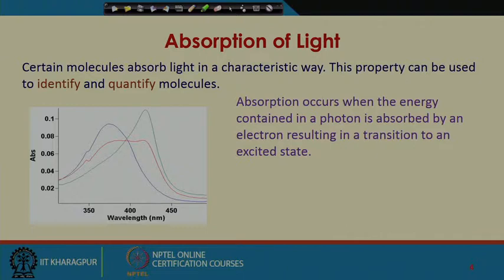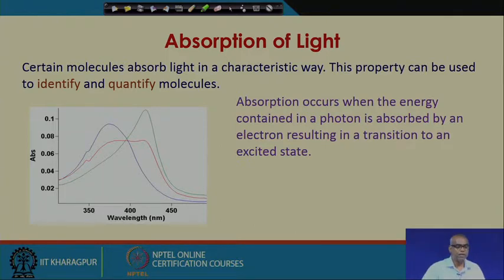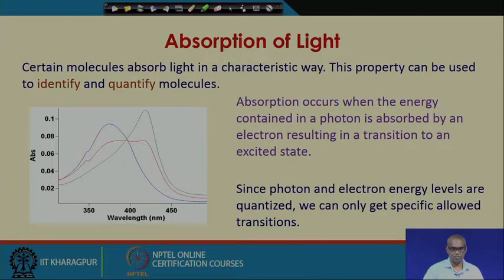Certain molecules absorb light in a characteristic way. This property can be used to identify and quantify molecules. Absorption occurs when the energy contained in a photon is absorbed by an electron, resulting in a transition to an excited state. Since photon and electron energy levels are quantized, we can only get specific allowed transitions.